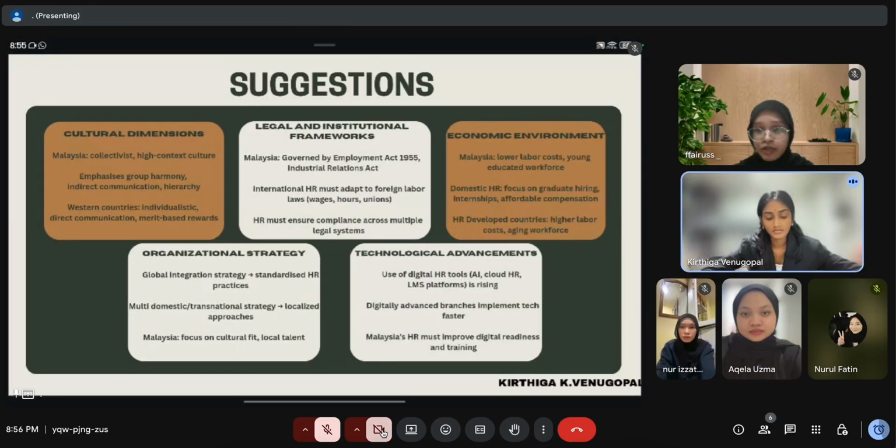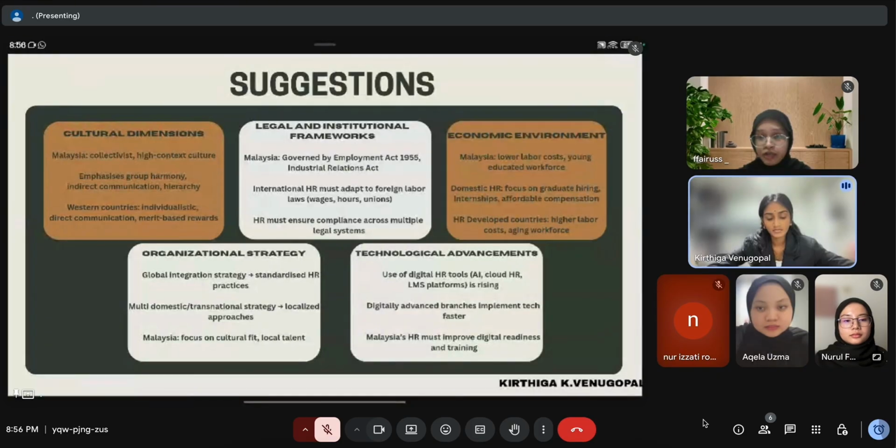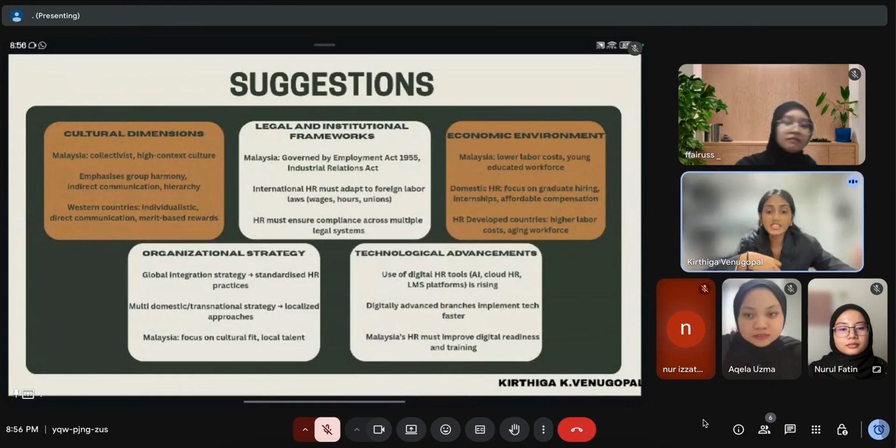So for the cultural dimensions, cultural dimensions play a big role. For example, in Malaysia, people value teamwork, indirect communication, and respect for hierarchy. But in Western countries, the focus is more on individual performance and direct communication. So human resource policies like performance reviews or leadership styles need to be adjusted depending on the country's cultural norms.